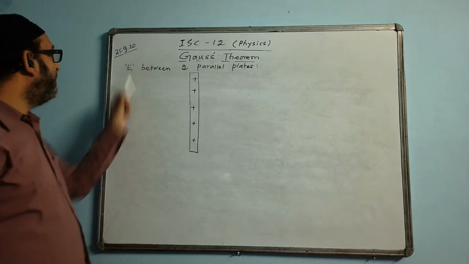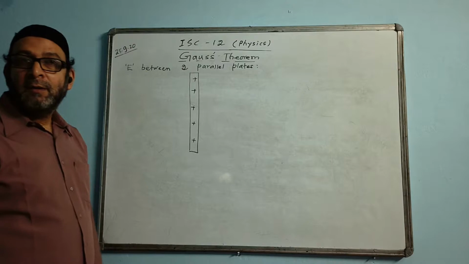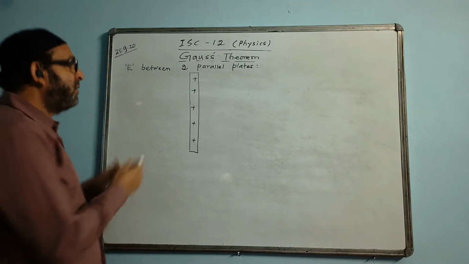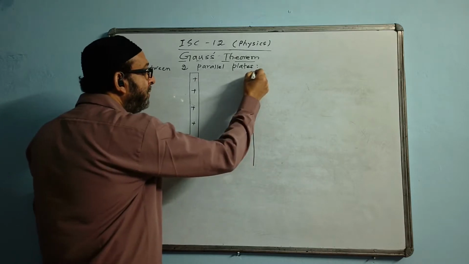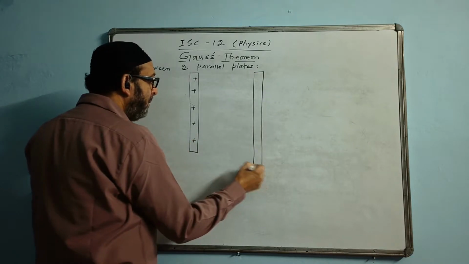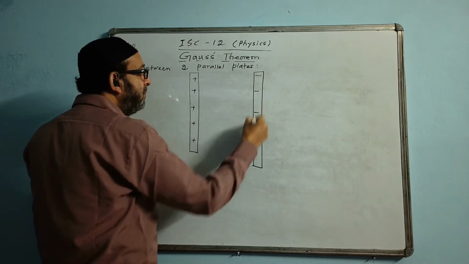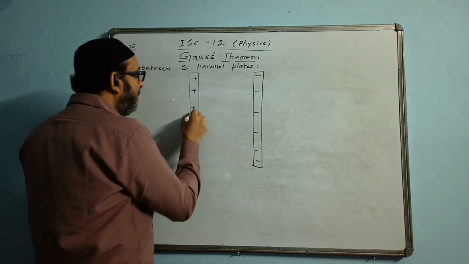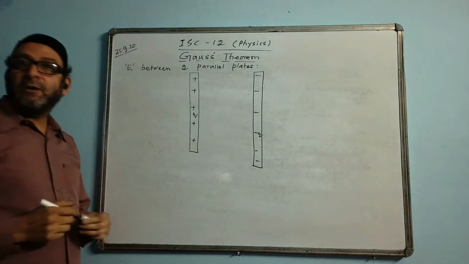The heading you can give is E, meaning the electric field between two parallel plates. We are having two plates. One plate is here and another parallel plate is here. One is having positive charge and another one is having negative charge, plus Q and minus Q. That is the same amount of charge, but opposite in sign.